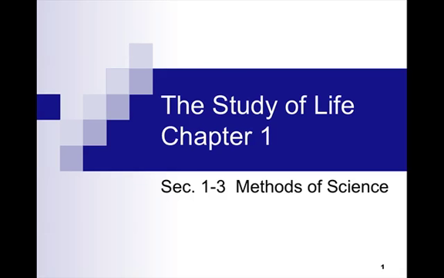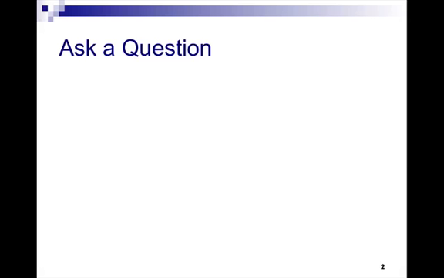Last section, 1-3 of Chapter 1, which is going to be the methods of science. Basically, this is just a review of the scientific method. And you had this last year in 9th grade or possibly even 8th grade. And if you take science next year, you're going to have it again. Every year we review the scientific method. So here we go. The first step to the scientific method is to ask a question.